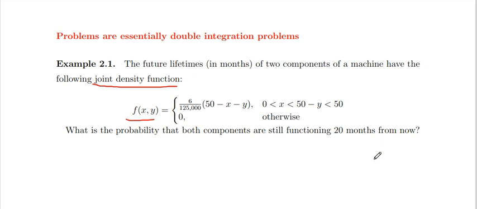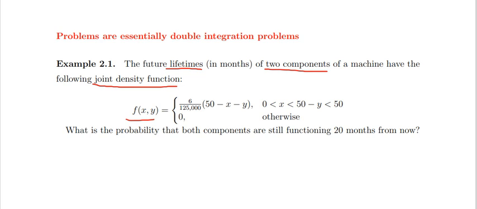So what is x? What is y? So x, y are the lifetimes of two components of a machine. So let's say x lifetime, like x equal 1, meaning this machine will fail at the time 1. So usually start from 0, right?